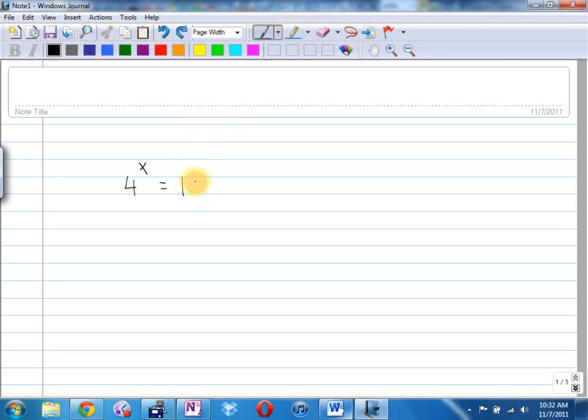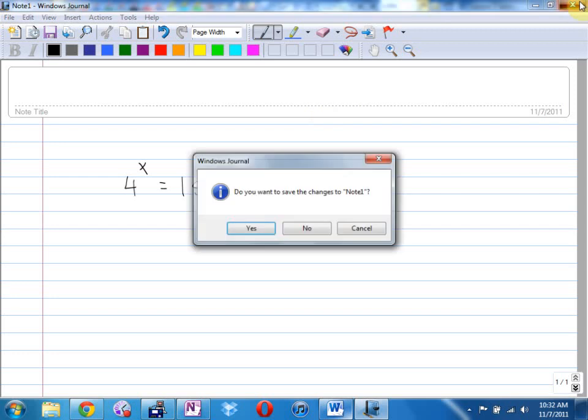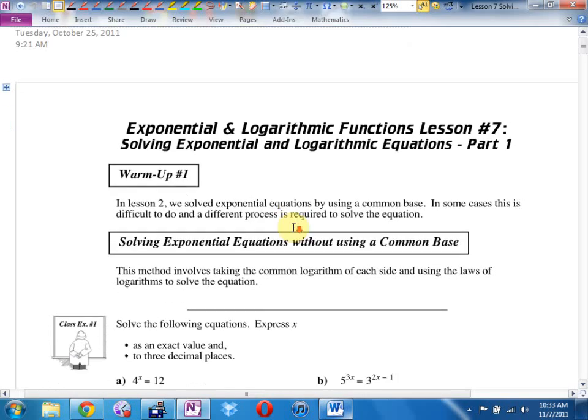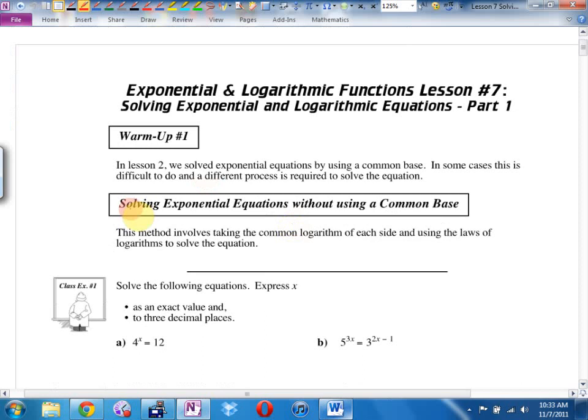How can I solve an equation like this where there is no common base? Andrew, you might be able to deliver the punchline that you suggested about 30 seconds ago: not adding the logs, taking the log on both sides. What we're going to be looking at today is solving exponential equations without using a common base. And to do that, we're going to take the log of each side.